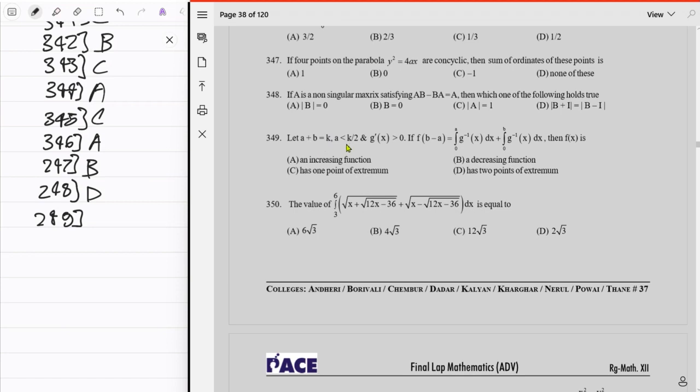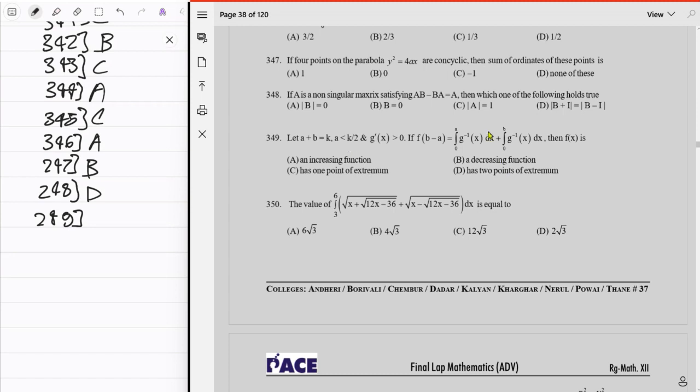a plus b equal to k, a less than k upon 2, and g dash of x is bigger than zero, if f of b minus a is equal to the integration from 0 to a of g inverse of x dx plus from 0 to b of g inverse of x dx. Then f of x is, wait, why is this not negative? It's actually positive over there.